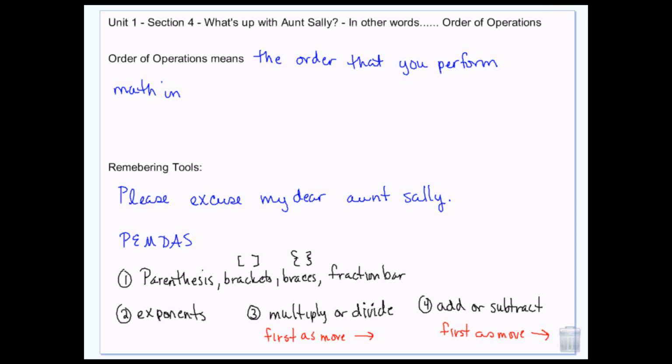Here's a good one that some 7th graders came up with. Purple elephants munch daisies all Saturday.